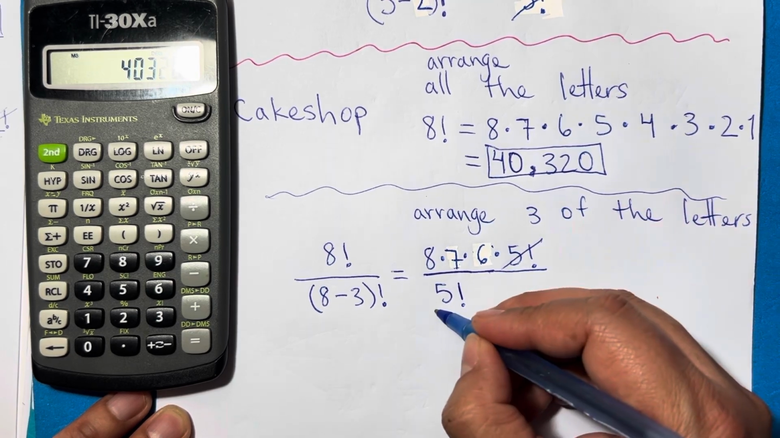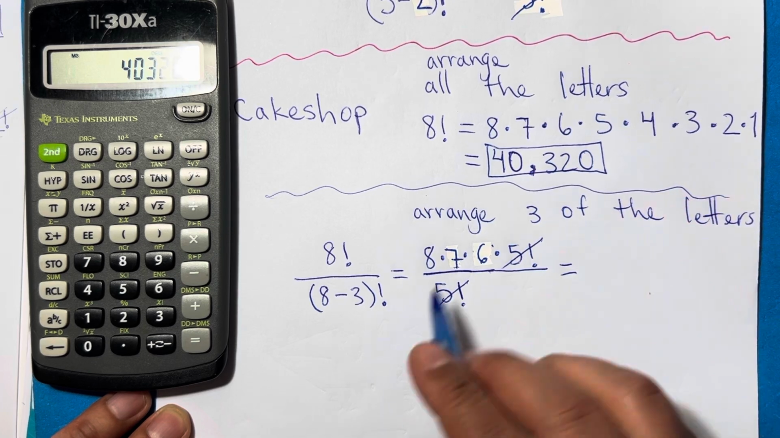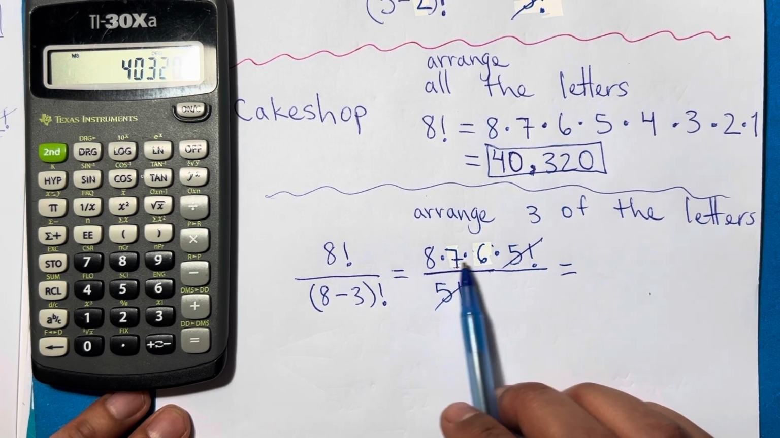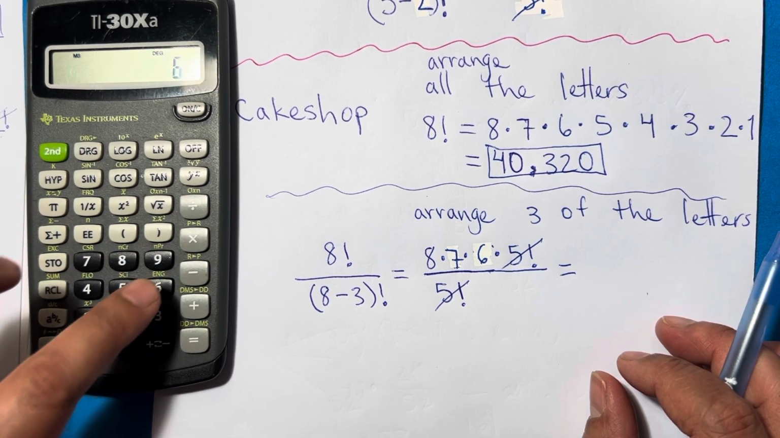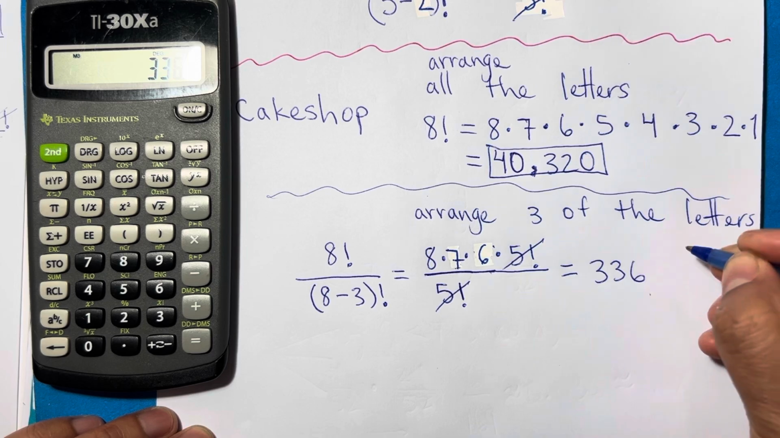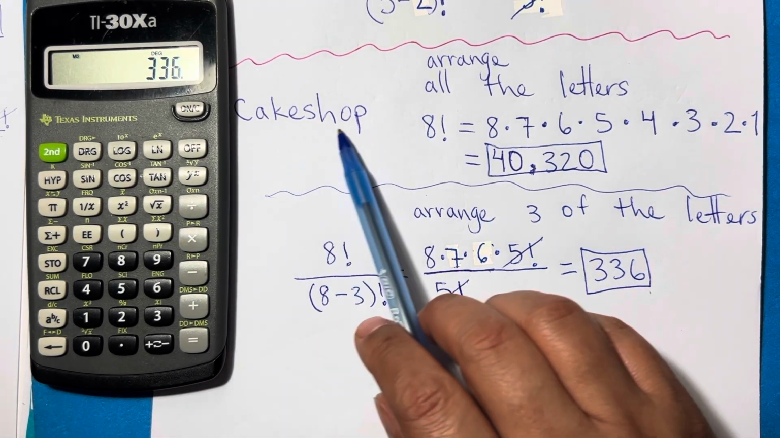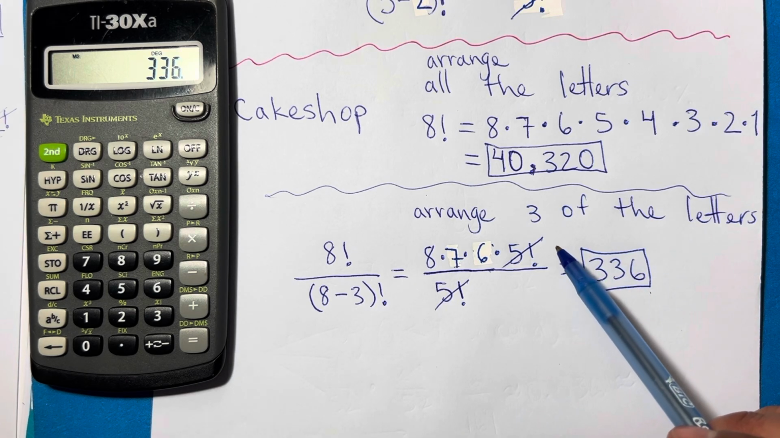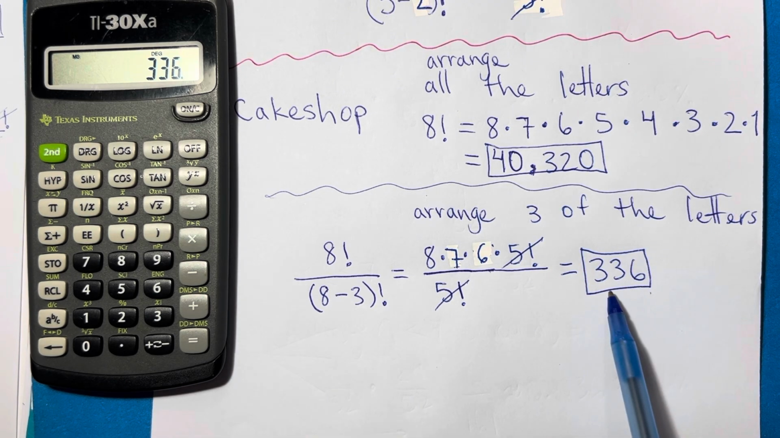Cancel 5 factorial divided by 5 factorial. Anything divided by itself is always 1. So now we just have 8 times 7 times 6. 336 possible outcomes. So when you're going to arrange cake shop, but then you only arrange the first 3 letters, then it's going to be 336 possible outcomes.